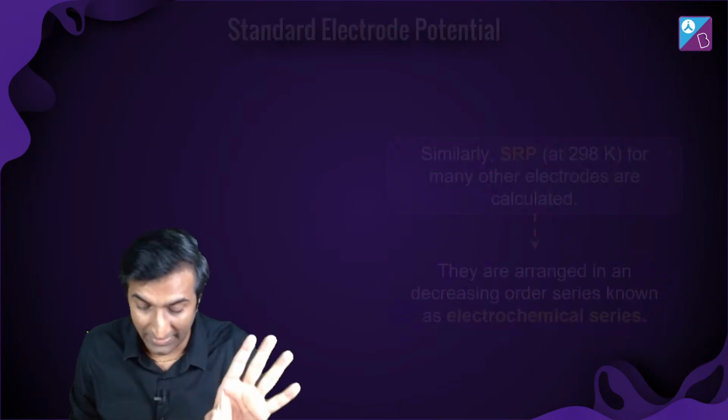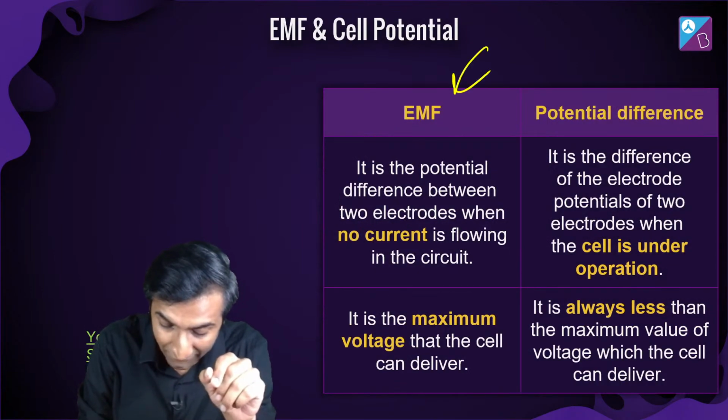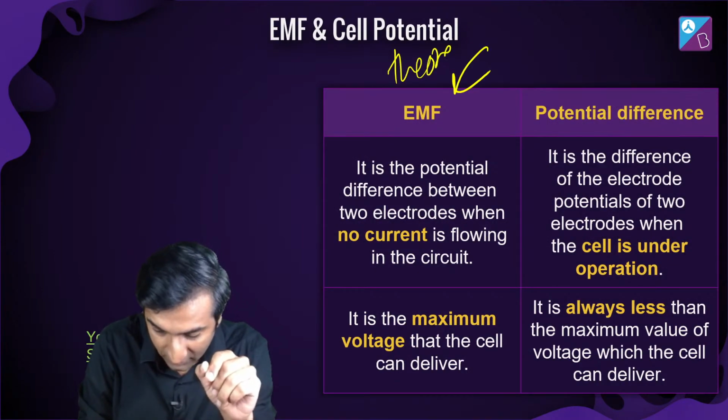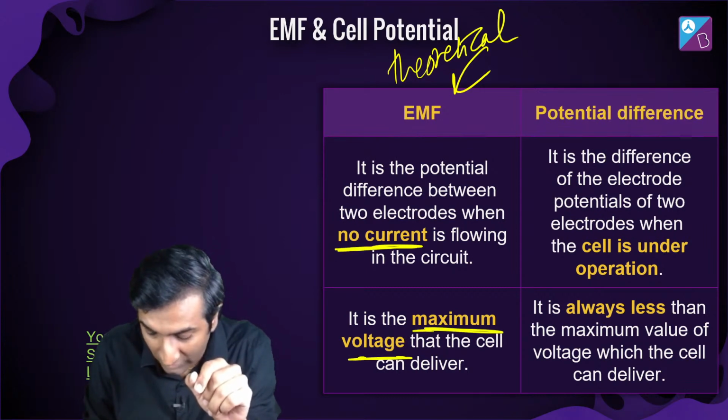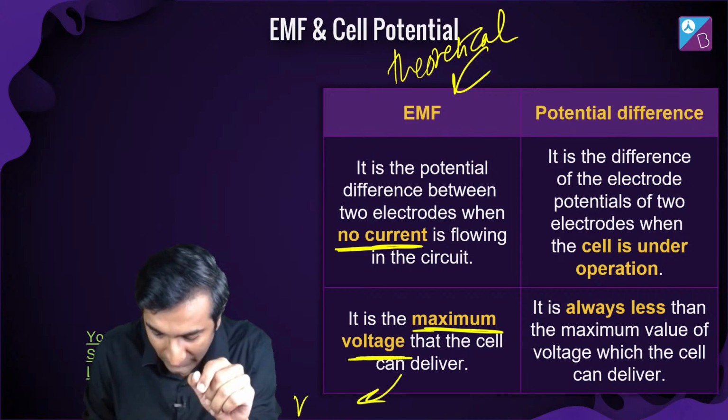Before we do this, a quick reminder. EMF is the theoretical idea. This happens when there is no current flowing. This is the maximum voltage that we can deliver, and this is what we calculate.